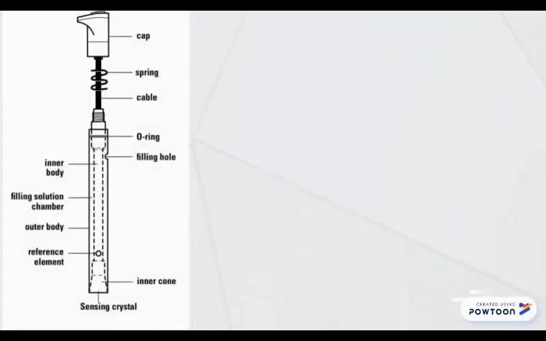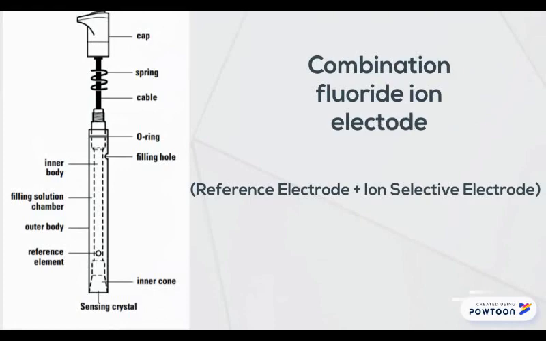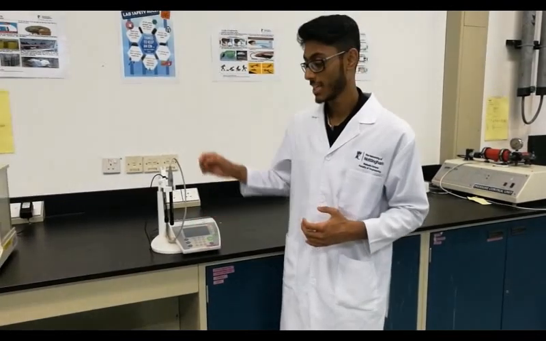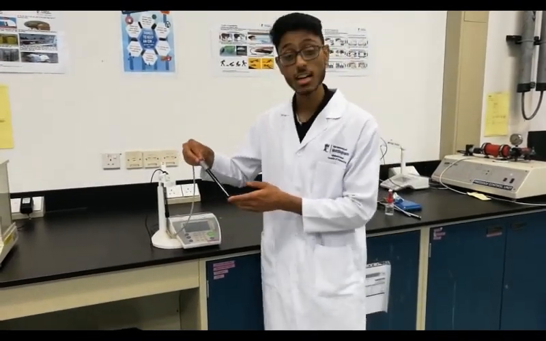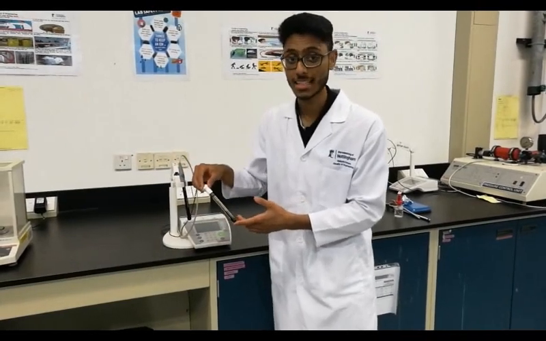In the experiment, instead of using a double electrode galvanic cell, we are using a combination fluoride ion electrode, in which the reference electrode and the ion selective electrode are built in one. Here we have the main equipment of our experiment. The equipment actually consists of three main parts. The first is the power display. Second is the conductivity sensor. And finally, we have the ion selective electrode.